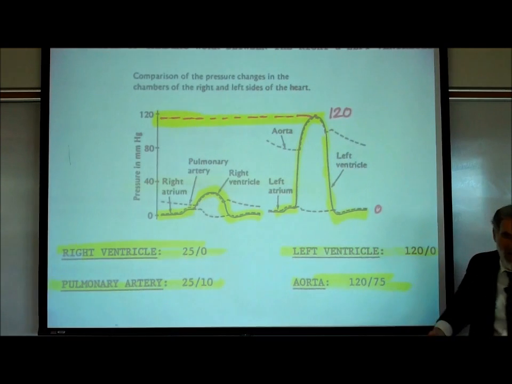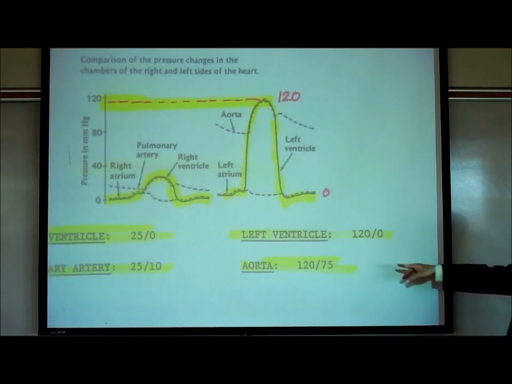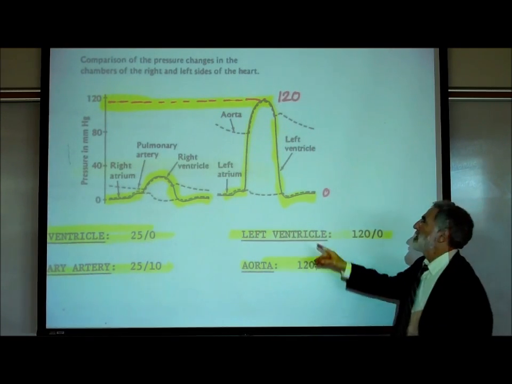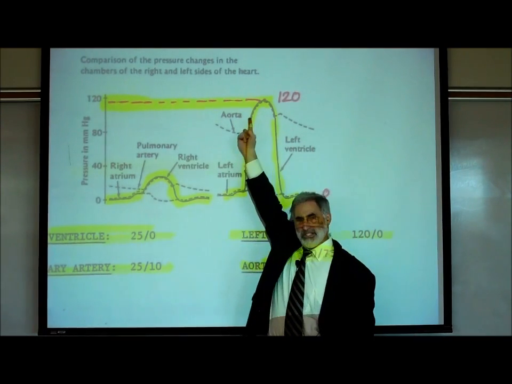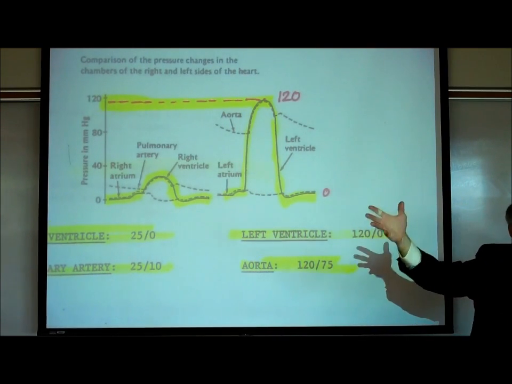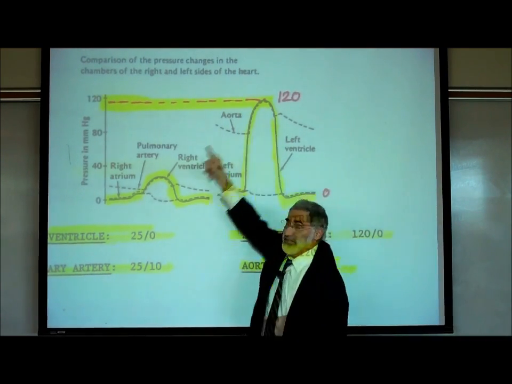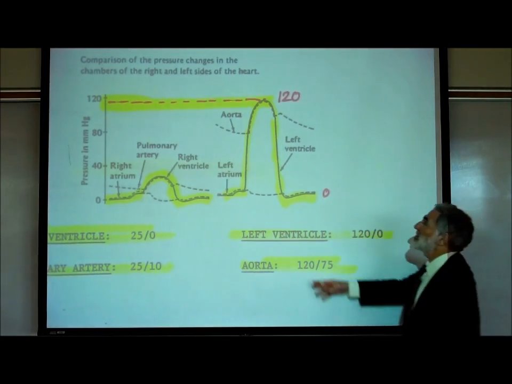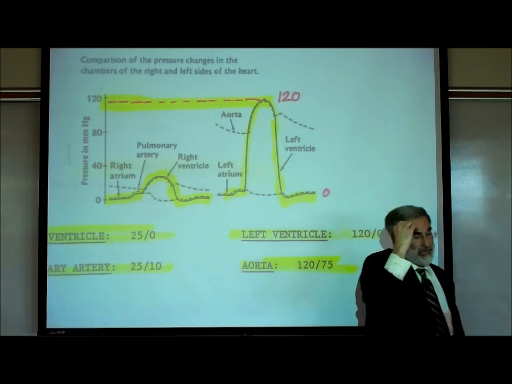So how would we write that? We would literally write that the pressure in the left ventricle is 120 over 0. Because when the ventricle contracts, and what do we call that period where the ventricles contract? Systole. So the pressure rises, and that's called the systolic high. And when the ventricle relaxes, it drops all the way down to atmospheric.